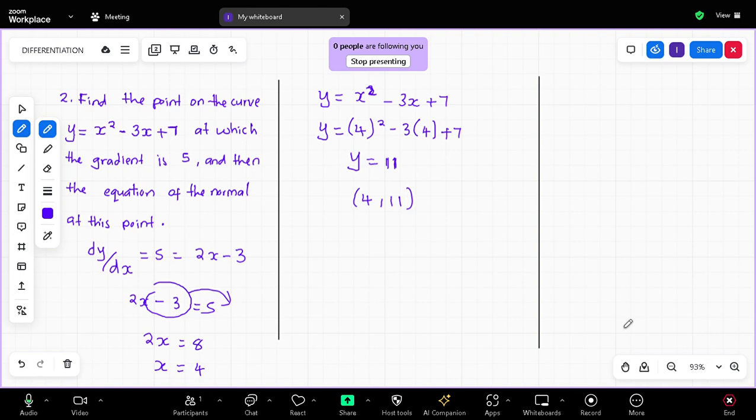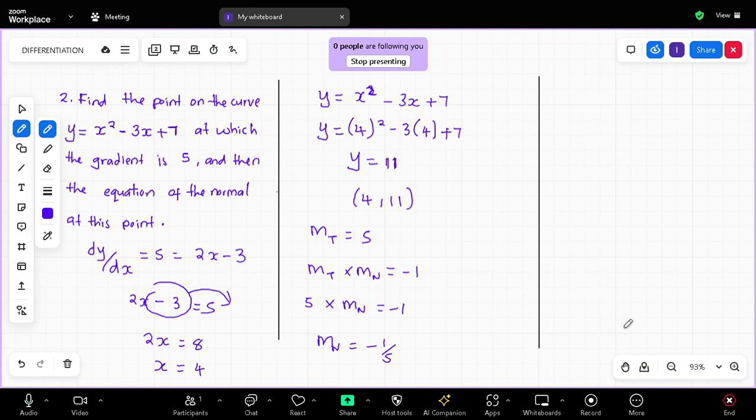Now because the curve has a gradient of 5, it means that the gradient of the tangent is also equal to 5. Now find the gradient of the normal. You take the gradient of the tangent and multiply with the gradient of the normal line, and this should be equal to -1. So 5 multiplied by the gradient of the normal gives you -1. So the gradient of the normal line here is -1/5, and the coordinate is (4, 11).